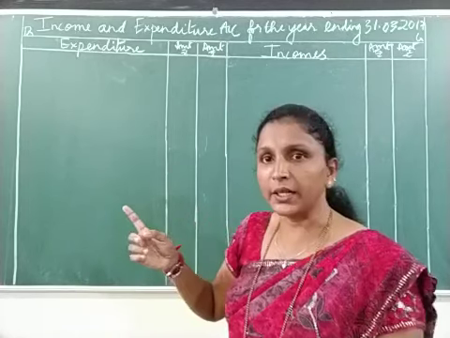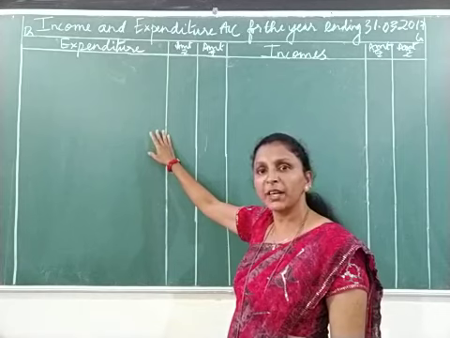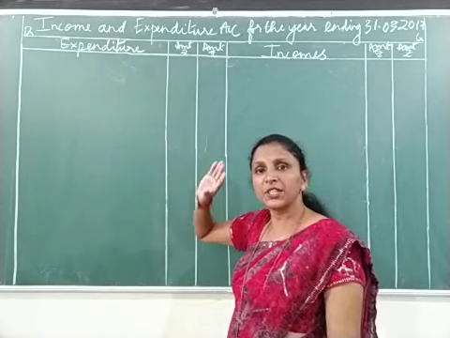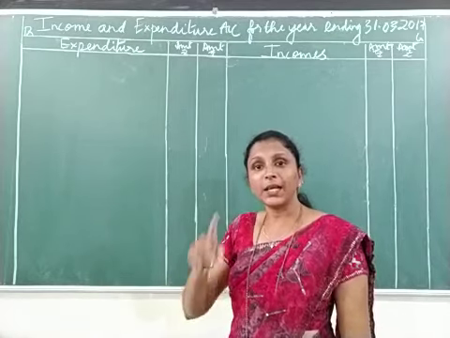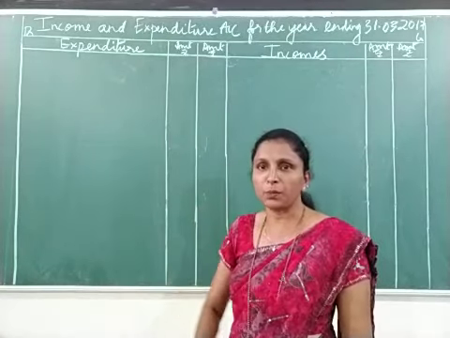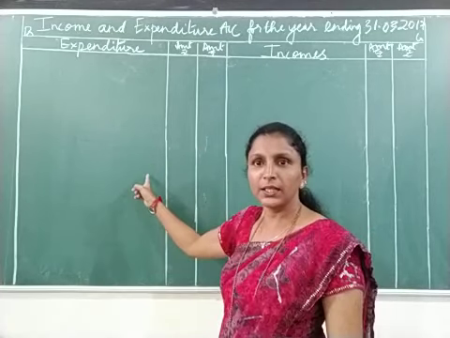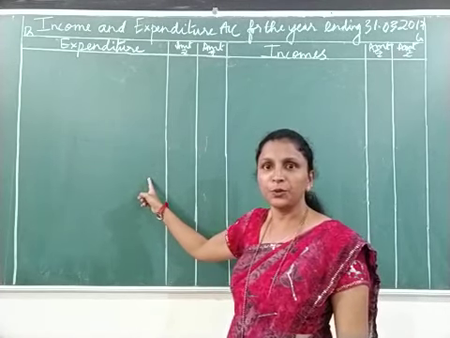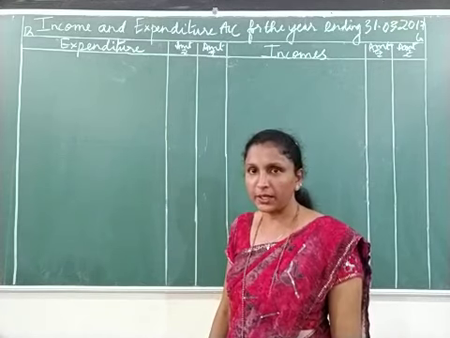That means any item you select from the receipts and payments account or opening balance sheet given in the problem, when you enter it, if it is a revenue item, it should come to the income and expenditure account. If it is a capital item, take it to the balance sheet. Either way, an item should appear only once, in the income and expenditure account if it is revenue, or in the balance sheet if it is a capital item.